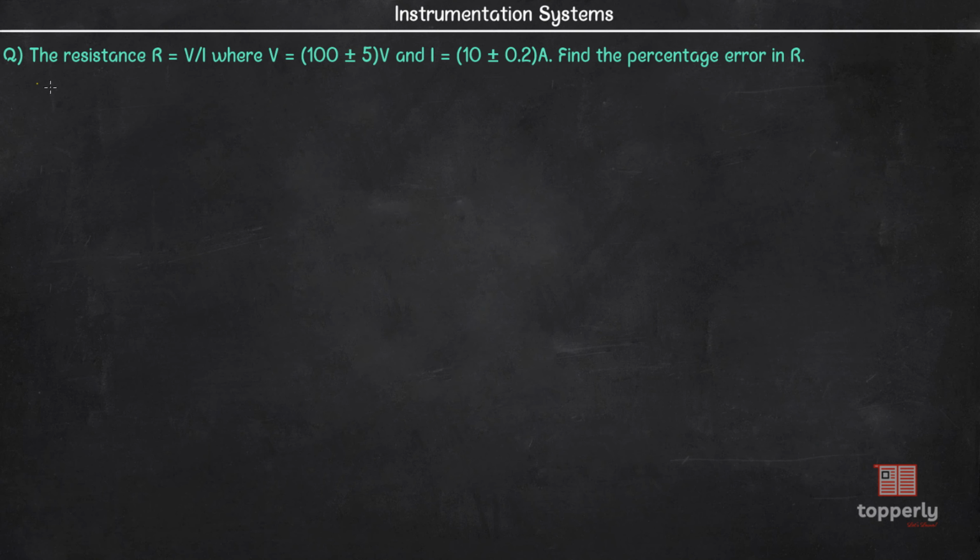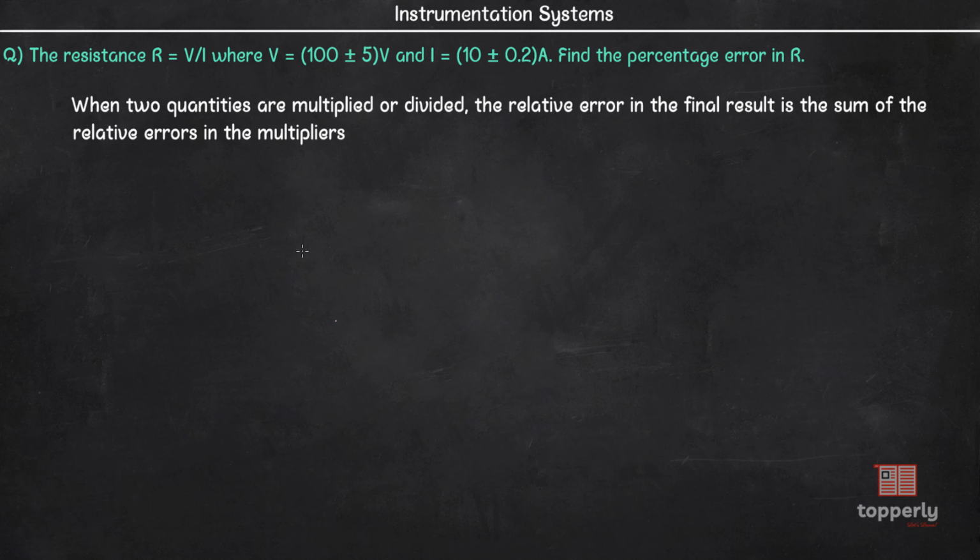The first question is, the resistance R equal to V by I, where V is equal to 100 ± 5 volt and I is equal to 10 ± 0.2 ampere. Find the percentage error in R. Okay, so this is a case of division. Remember that when two quantities are multiplied or divided, the relative error in the final result is the sum of the relative errors in the multipliers.